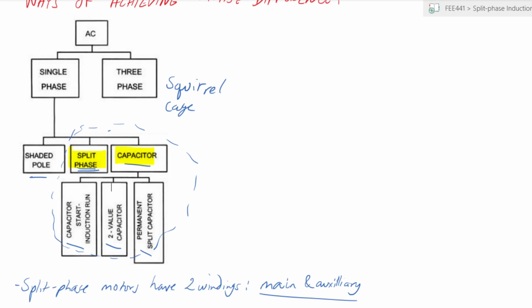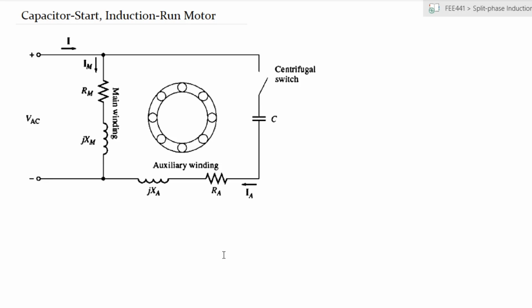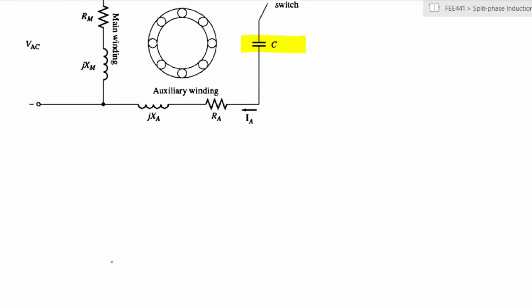So let's look at the first one, which we are calling capacitor start induction run. So we look at the windings. It's a similar case. You have a main winding and you have an auxiliary winding, and the auxiliary winding has a centrifugal switch. The only new thing that we have here is our capacitor. We have now added a capacitor. And the reason for that becomes apparent once you look at the phasor diagram.